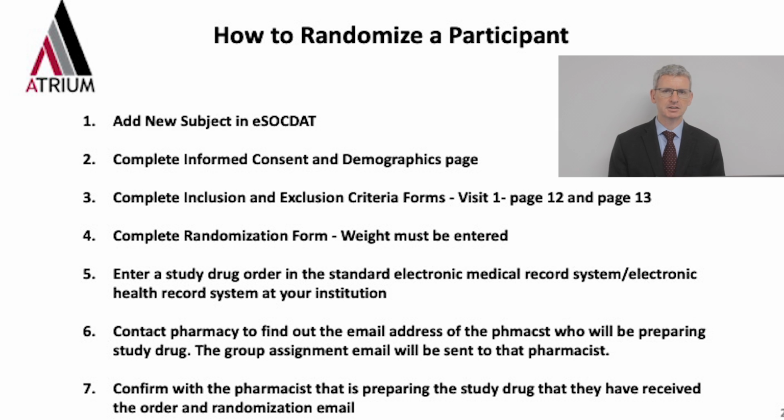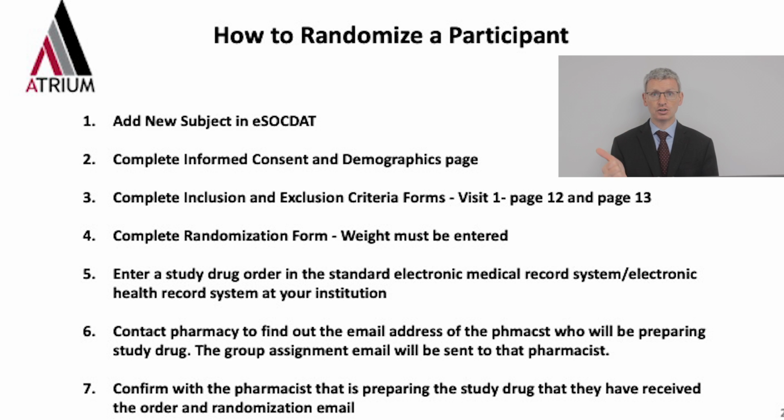So these are the key elements. I'm going to talk about them in a little bit more detail later. The first is you need to add a new subject in our electronic data capture system called ESOCDAT. You need to complete the informed consent and demographics page. You need to complete the inclusion-exclusion criteria forms, which are on the Visit 1 page 12 and 13. You need to complete the randomization form where weight needs to be entered.